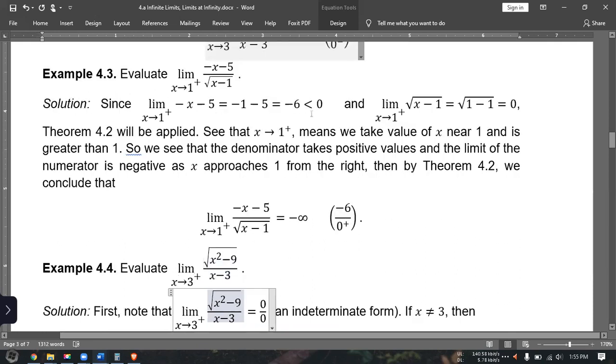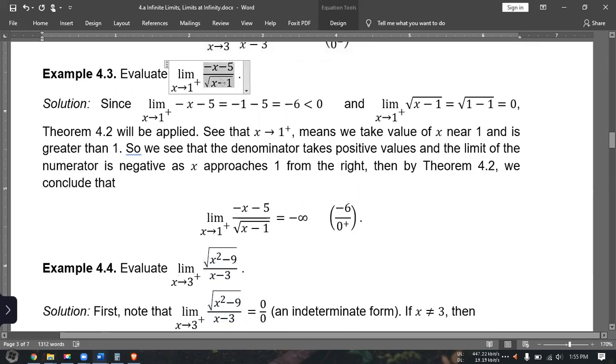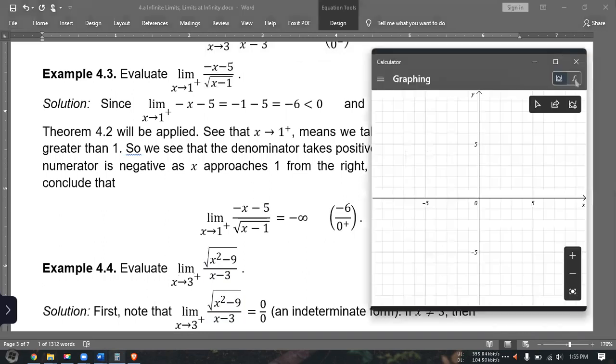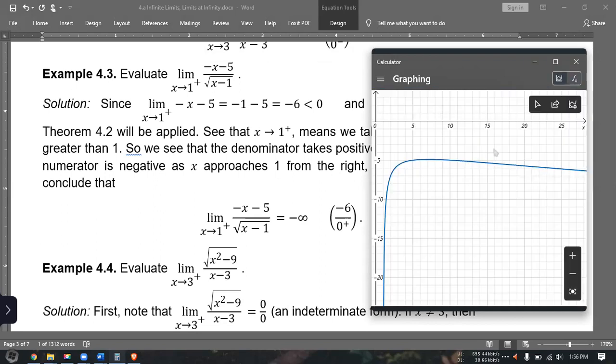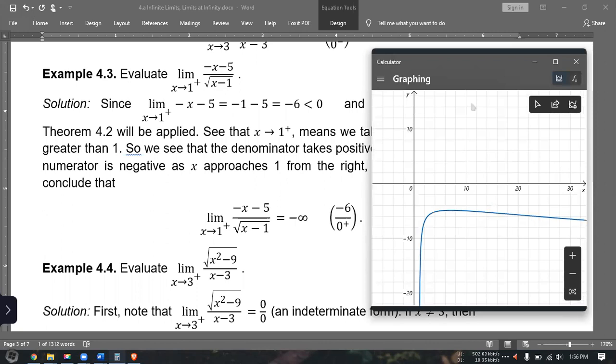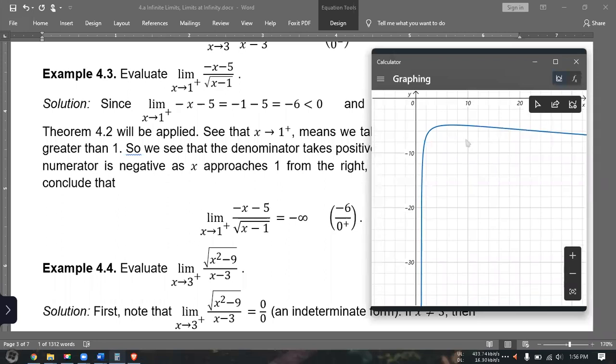Okay, before we proceed to example 4, let me show you the graph of this function. So here is the graph, negative 6 minus 5 over square root of x minus 1. This is what the graph looks like. And we are trying to approach 1. X is equal to 1 from the positive side. From the positive side near 1.